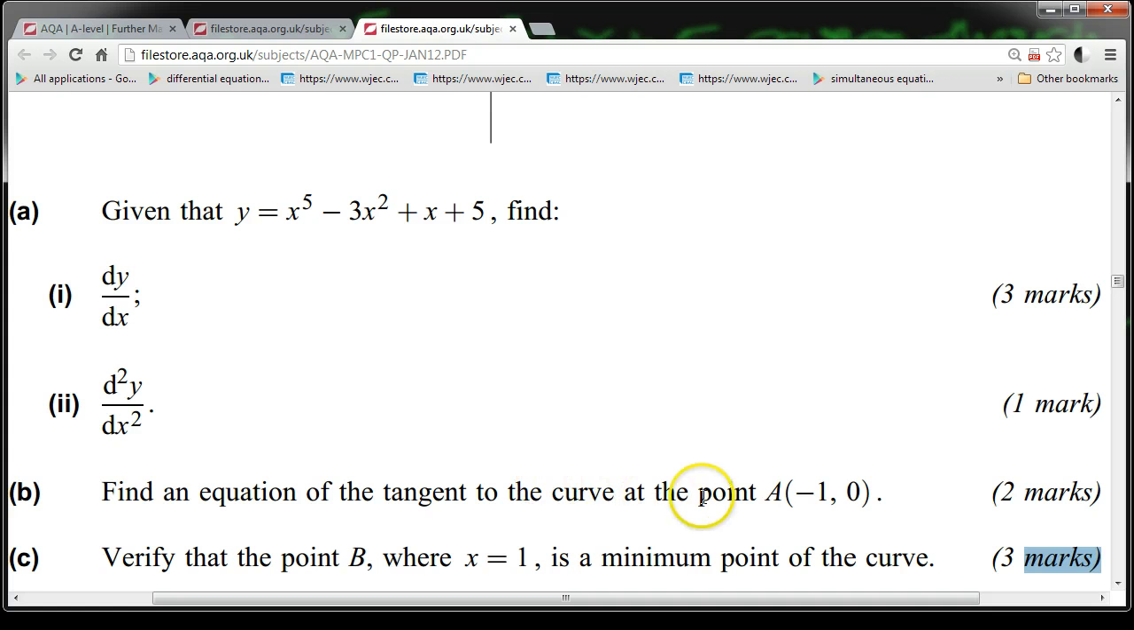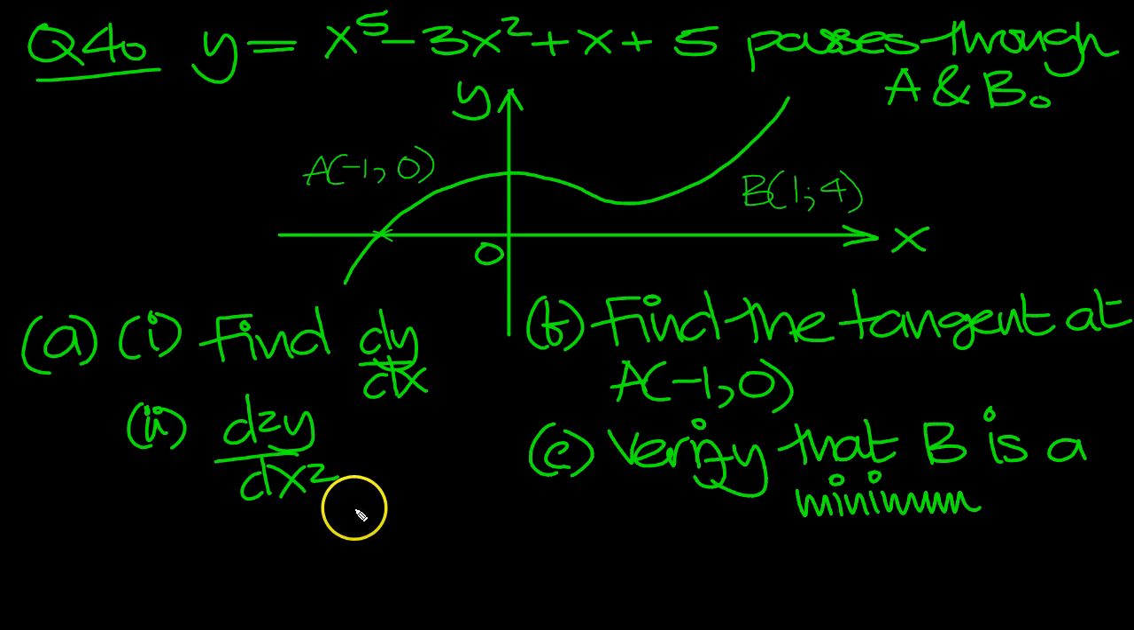tangent to the curve at the point A, verify that the point B, where x equals 1, is a minimum point of the curve. So I've summarised the question and paraphrased it here. So let's have a look at it then. Part A first of all, dy/dx.